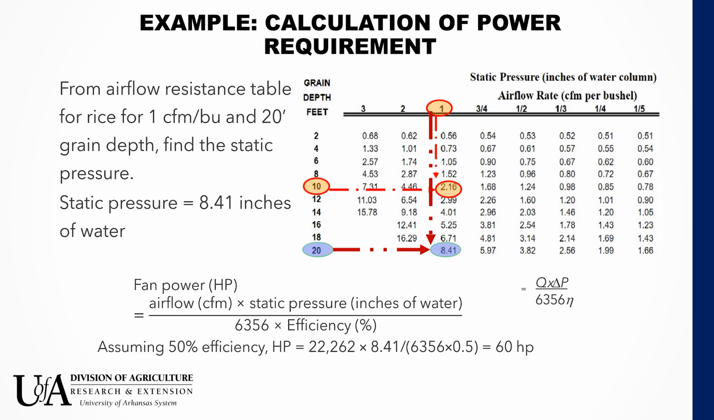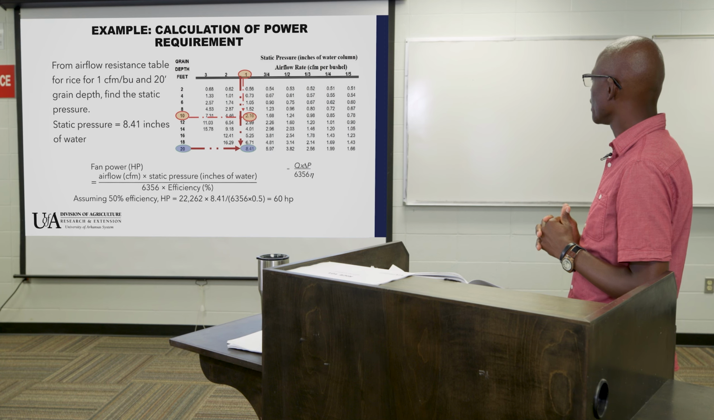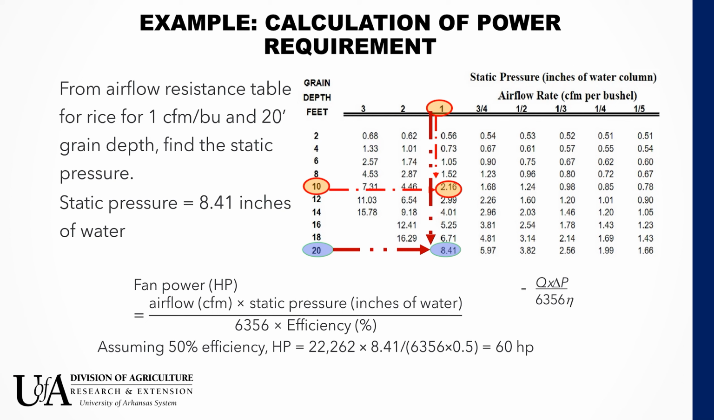Once we do that, the next thing is to calculate the power that we require for our fan system. From the airflow resistance table for rice at 1 CFM per bushel and 20 feet grain depth, we find that the static pressure is going to be 8.41 inches of water. Using the equation provided, we multiply the airflow by the static pressure, divided by 6,356 and the efficiency term. Assuming that efficiency to be 50%, we find that we require 60 horsepower to be able to overcome that static pressure.